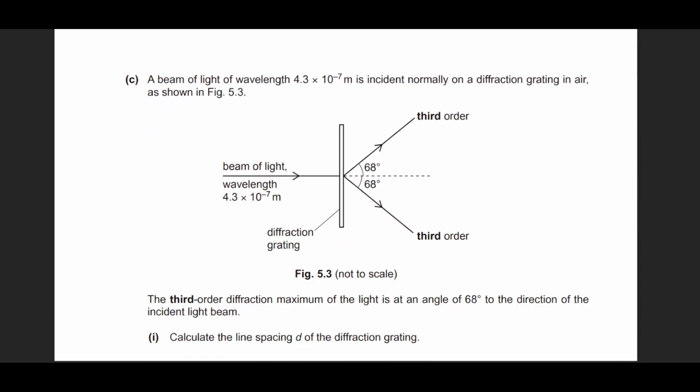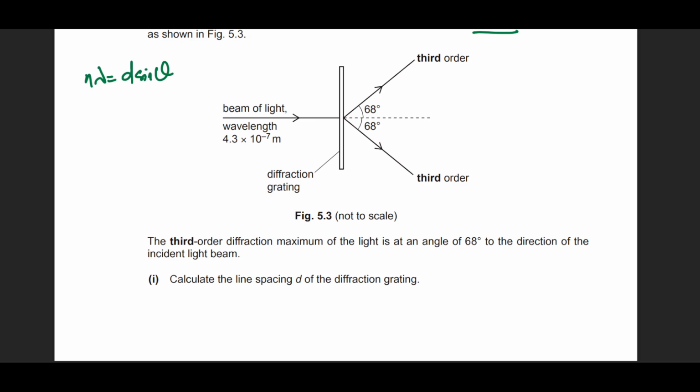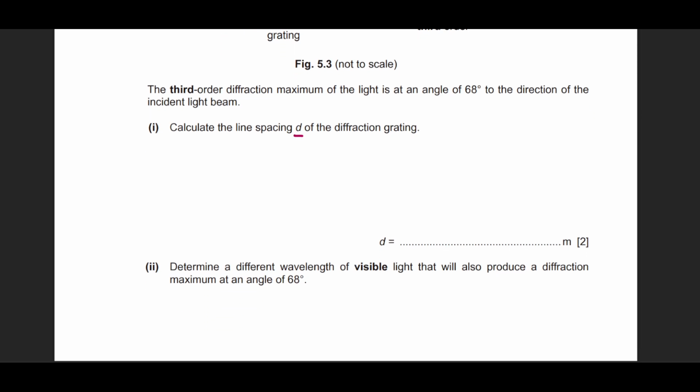Next, part C, he says it's a diffraction grating question. So this formula should be n lambda equals d sine theta. So I remember the formula. Okay, fine. Let's move ahead. He says that we have a third order. Wavelength is mentioned. Angles are mentioned. Order is mentioned. Very straightforward question. He says find the d.